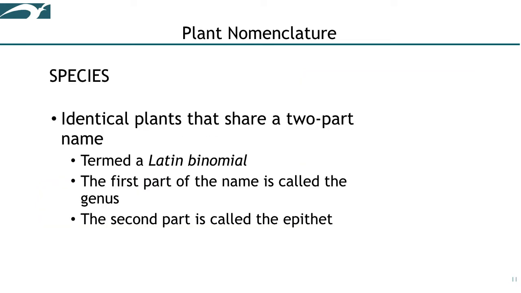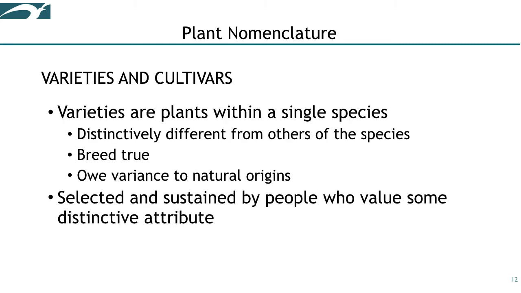Plant nomenclature continues as it gets more into the species. It zooms down into the identical plant that will have two-part names. So you have the Latin binomial. The first part of that name will be called the genus, and the second part of the name will be called the epithet. Varieties of plants within a single species are distinctively different from others of the same species.